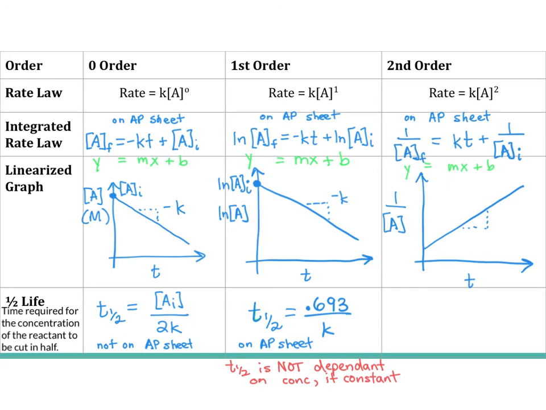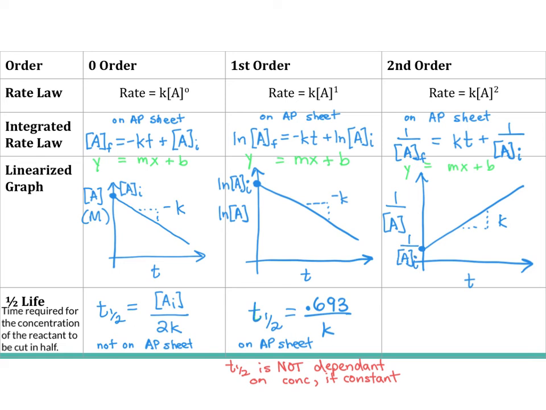So on the y-axis, we have 1 over the concentration at any point in time. The slope is going to be equal to k, the rate law constant, and the y-intercept is going to be equal to the reciprocal of the initial concentration. So if I put a dot here, this would be 1 over the concentration of A at the beginning of the reaction.